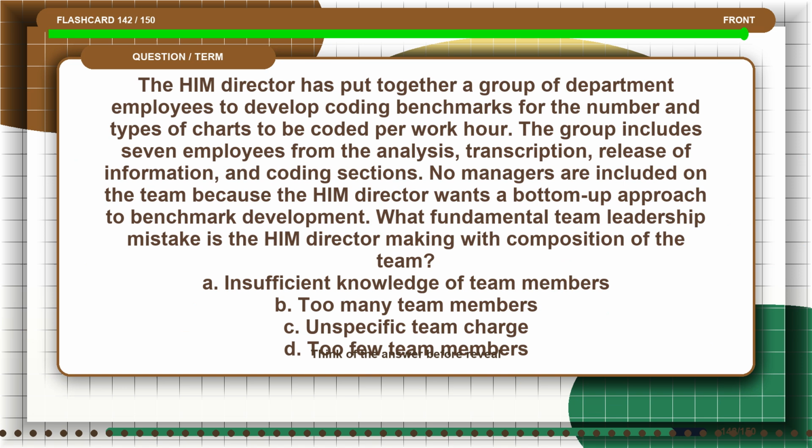Flashcard 142. The AHIM director has put together a group of department employees to develop coding benchmarks for the number and types of charts to be coded per work hour. The group includes 7 employees from the analysis, transcription, release of information, and coding sections. No managers are included on the team because the AHIM director wants a bottom-up approach to benchmark development. What fundamental team leadership mistake is the AHIM director making with composition of the team?